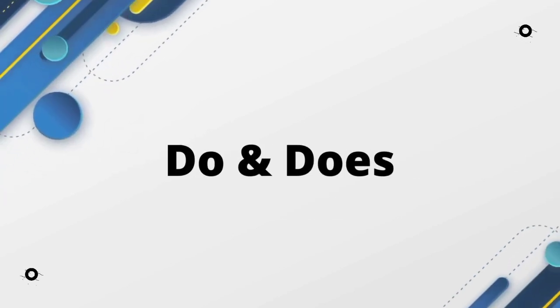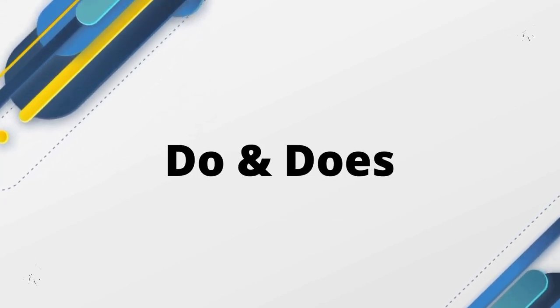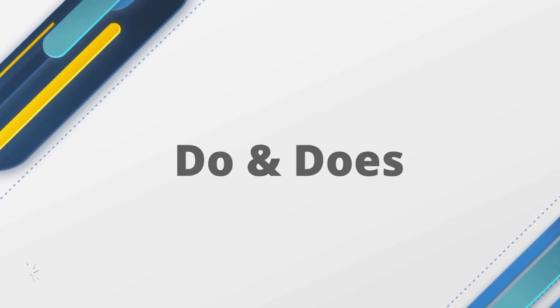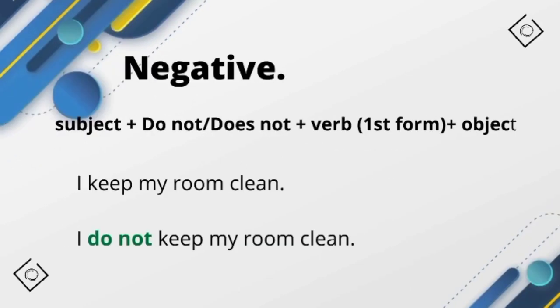Here we have two superheroes to help us, do and does. Let's see how it works. Now, how to form negative sentences. Subject plus do not or does not plus verb first form plus object. I keep my room clean. I do not keep my room clean. So we added do not to make it negative.